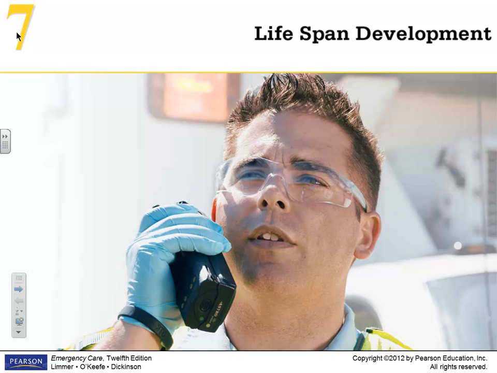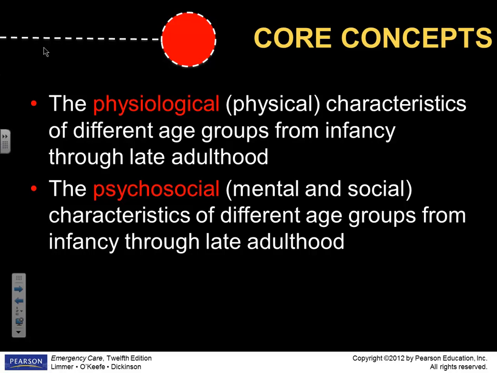With note cards, if you look at this chapter, we're looking at the different stages. We're talking about the physiosocial, the physical characteristics of different age groups from infancy through late adulthood, and the psychosocial, the mental and social characteristics of different age groups from infancy through late adulthood.